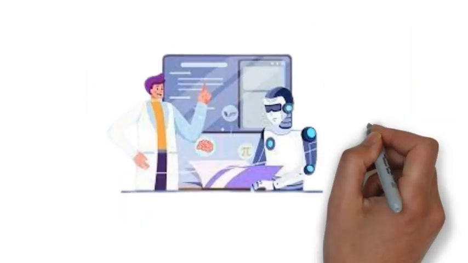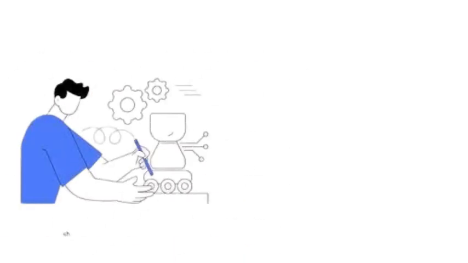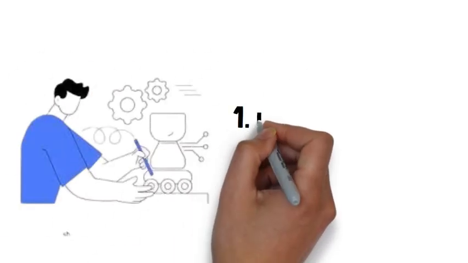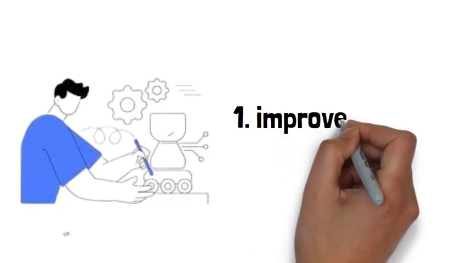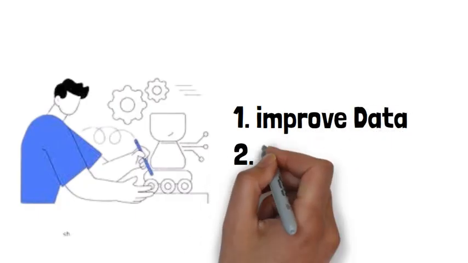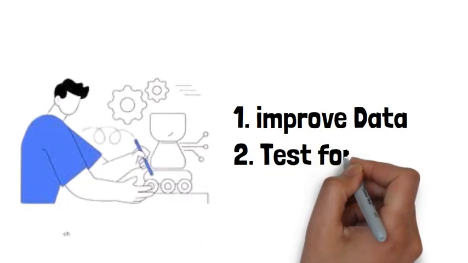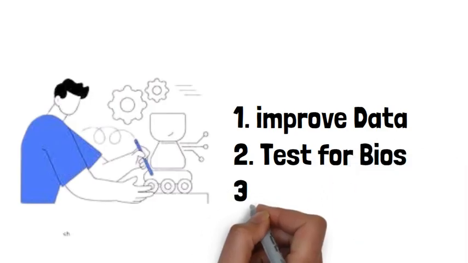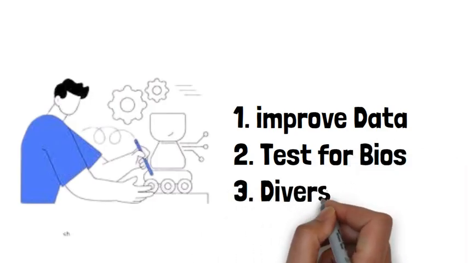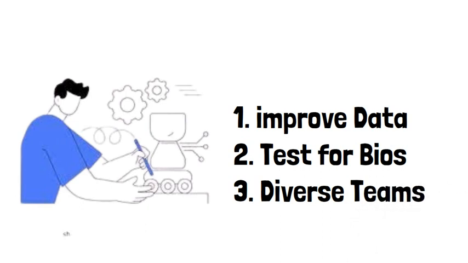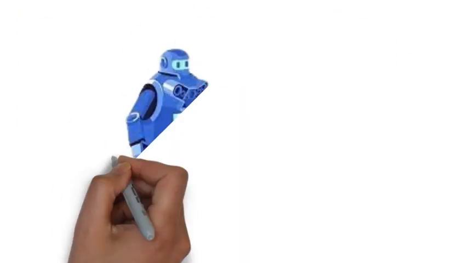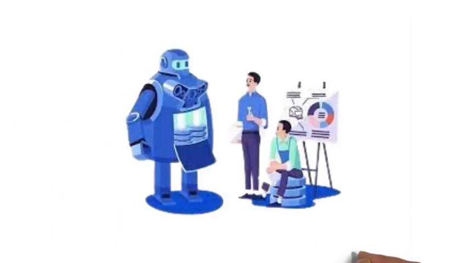So, how can we fix bias in AI? Here are 3 key steps. 1. Improve the data. Ensure training data is diverse and representative of all groups. 2. Test for bias. Regularly audit AI systems to identify and correct biases. 3. Diverse teams. Include people from different backgrounds in AI development to catch biases early. By taking these steps, we can build AI systems that are fairer and more inclusive.